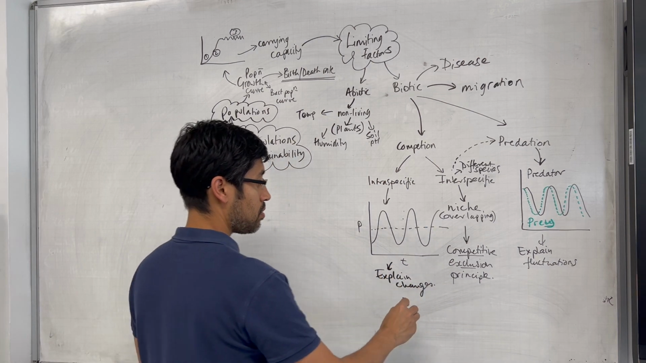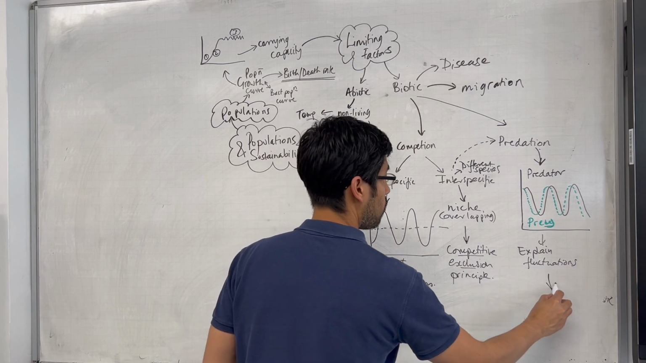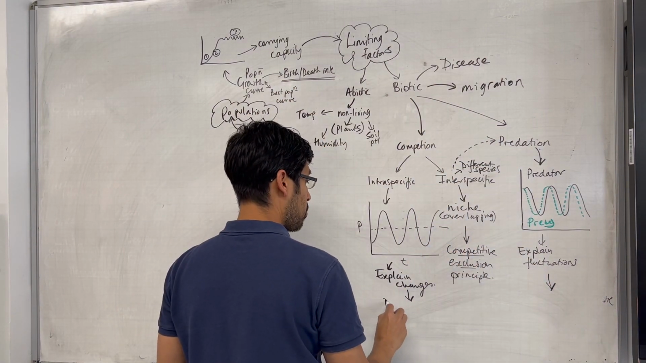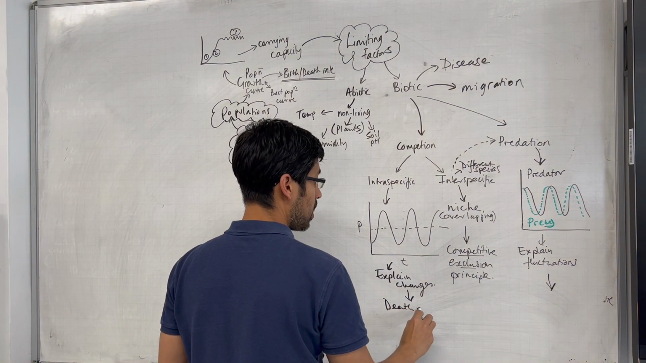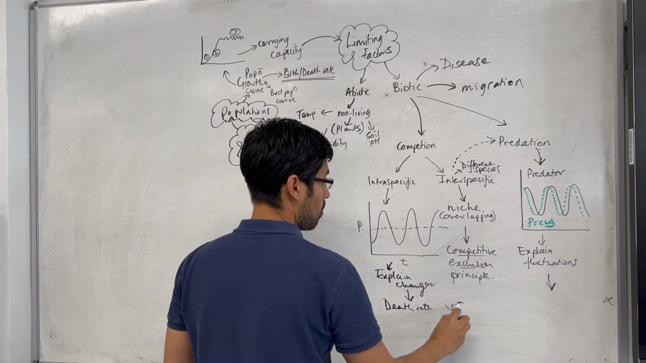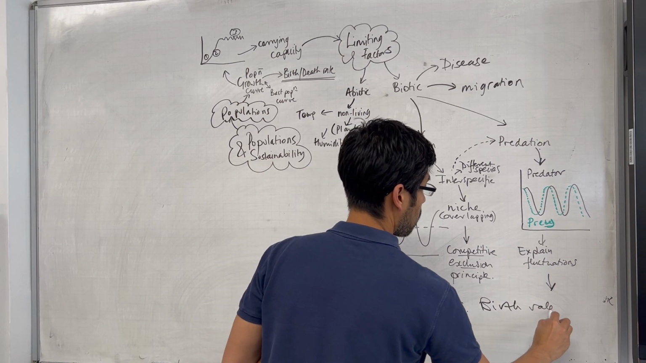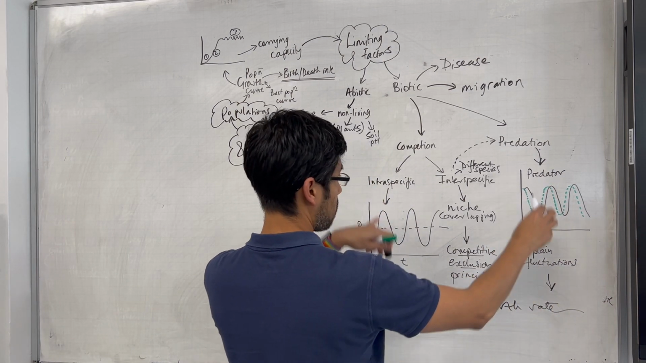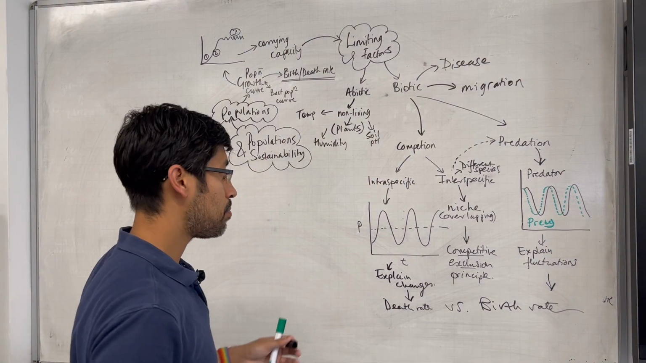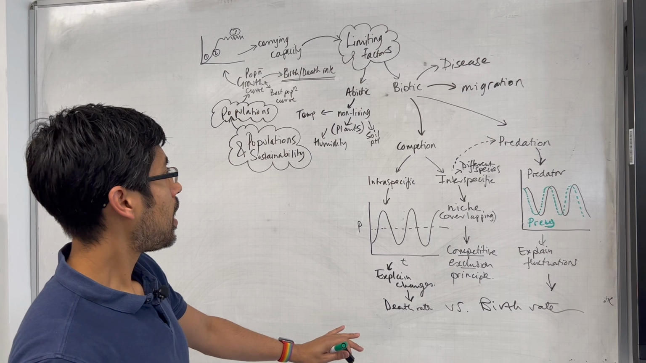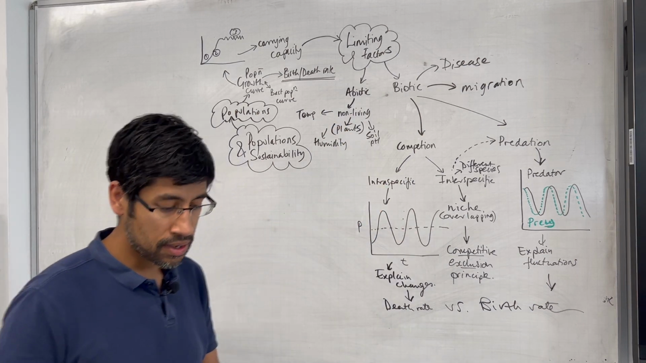Again, do not forget, we are still looking at population, so don't forget to include the idea of death rate versus birth rate in all of these ideas. Okay, right, so that's that.